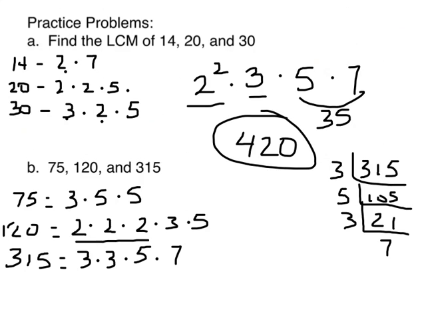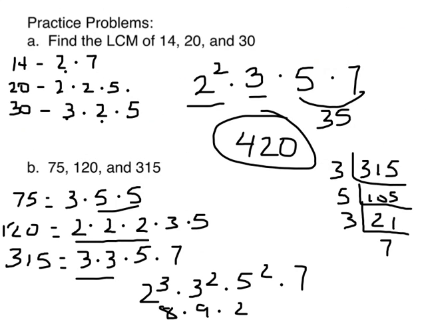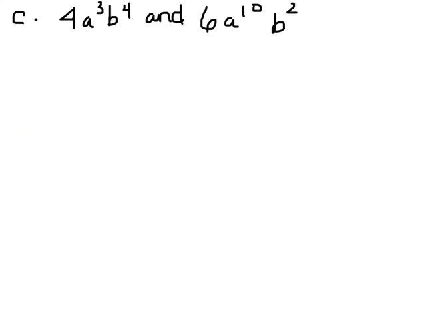I've got 2 cubed. I've got 3 squared is the biggest it's used. I've got 5 squared, and then I've got 1, 7. So I've got 8 times 9 times 25 times 7. And I will let you do that on your calculator. I don't have mine with me, but that's the procedure, and that's how you'd find the answer.